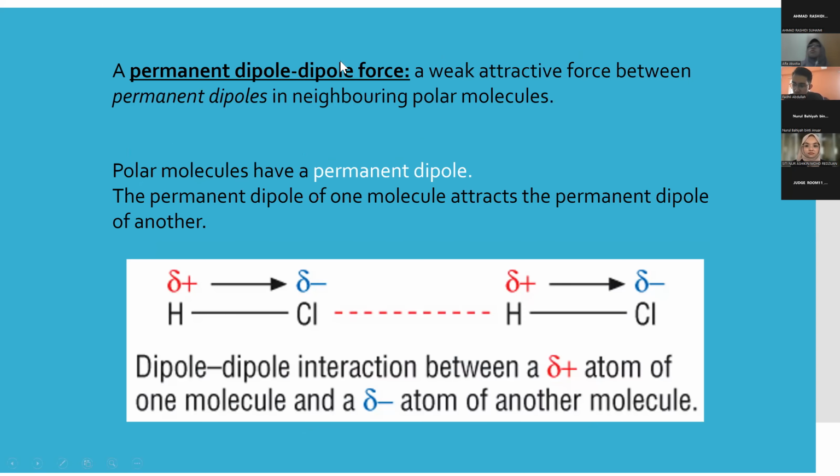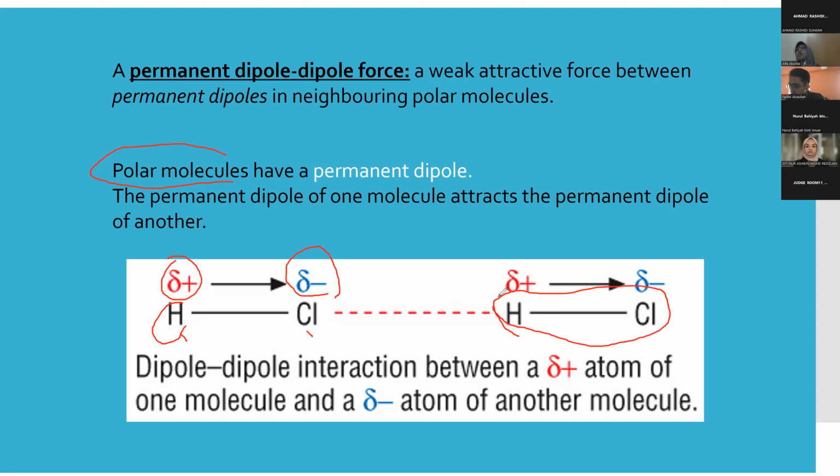Permanent dipole-dipole force. For the example, okay, I go faster. Polar molecules have a permanent dipole. It happens in polar molecules. For example, hydrogen chloride, HCl, hydrogen and chlorine. Hydrogen is partial positive, so chlorine is partial negative. And the other molecule meets with it.